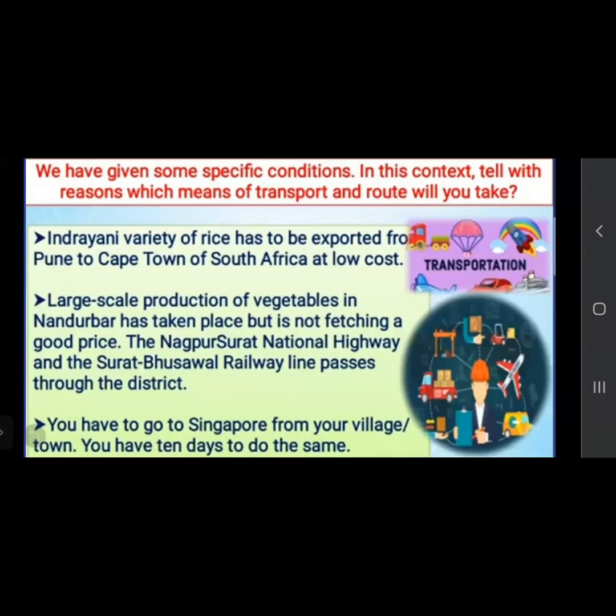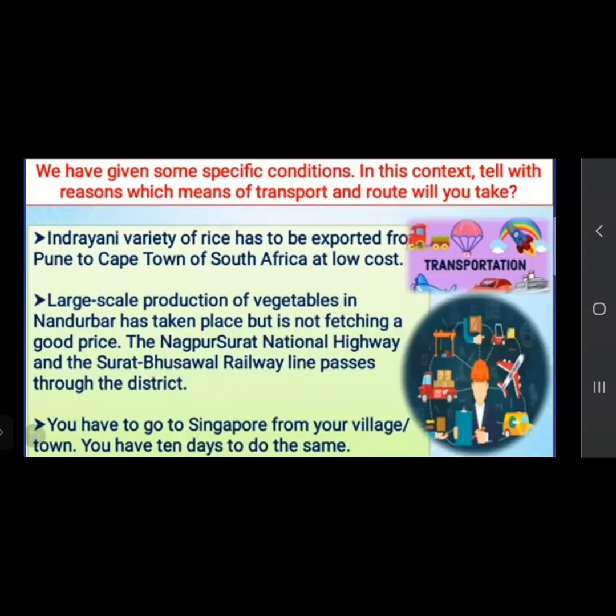Then the next is you have to go to Singapore from your village town. So you have 10 days to do the same. So to Singapore you are going to go, but before that you can do the planning. Why? Because you have 10 days in your hand. So which mode of transport? So many multi-modes you can use.